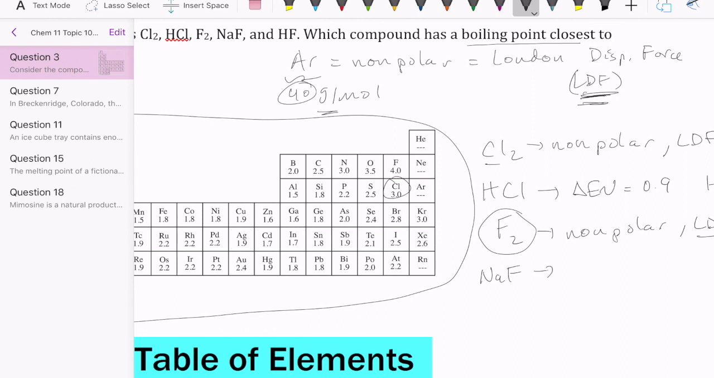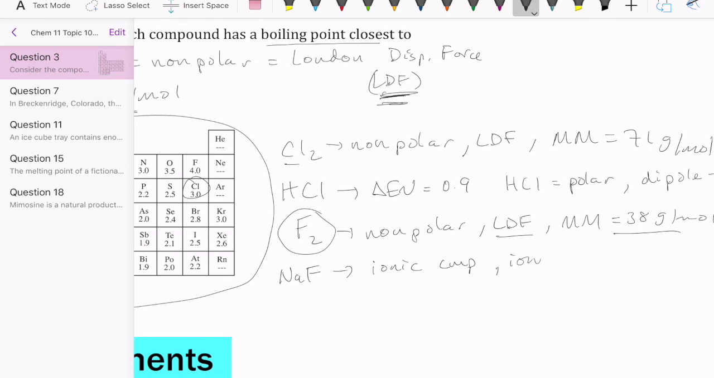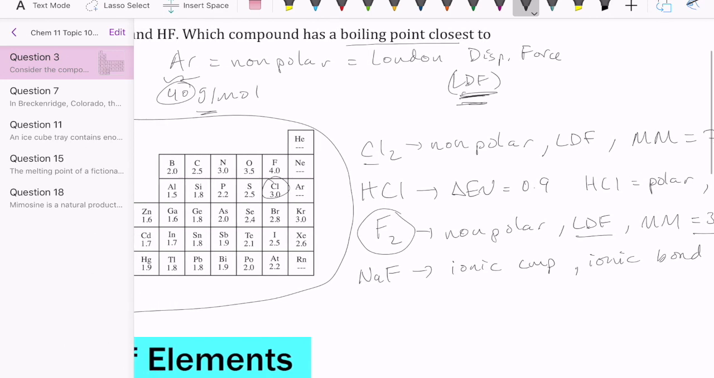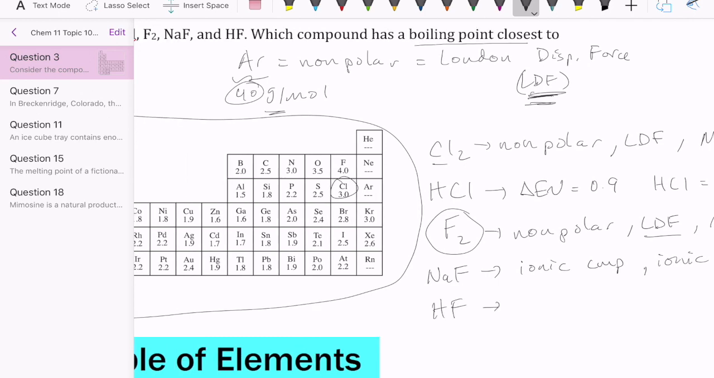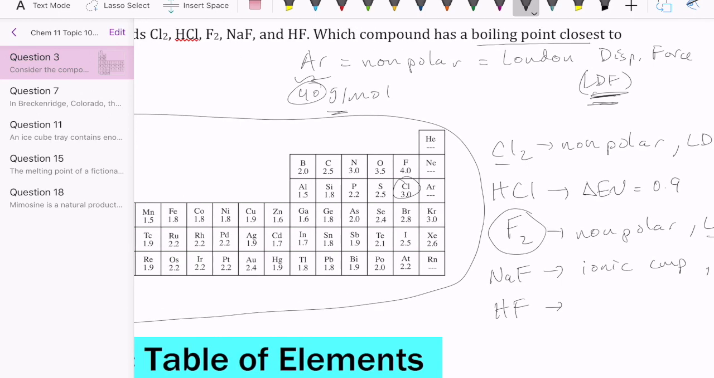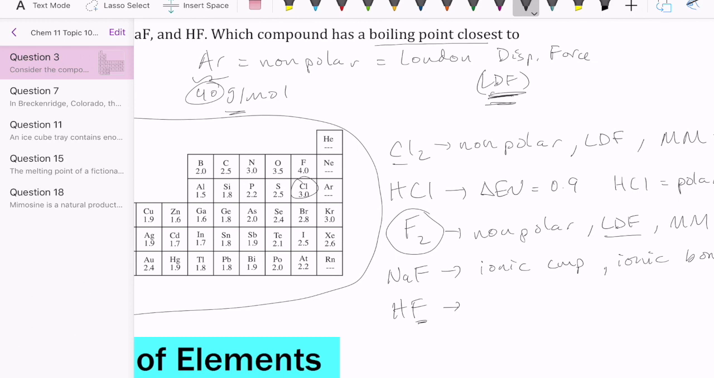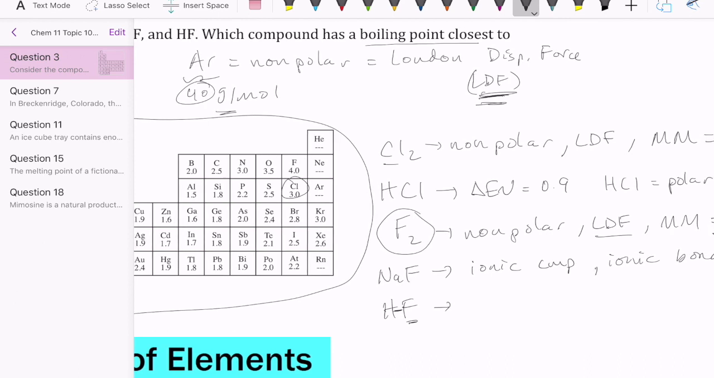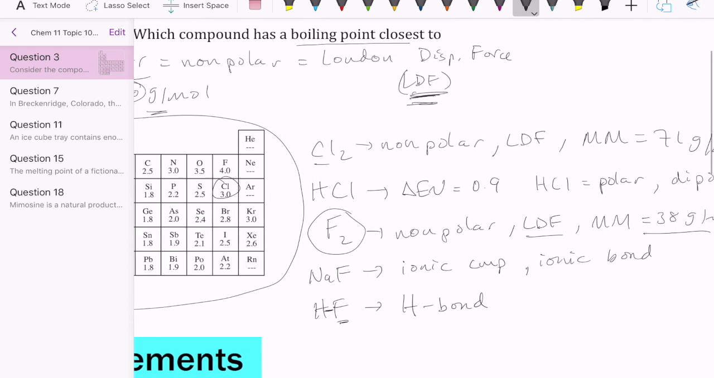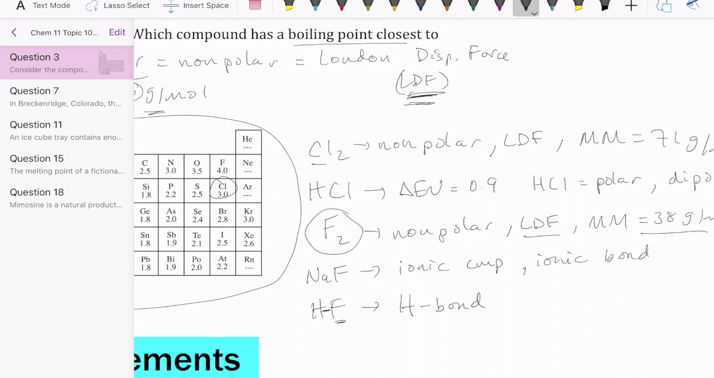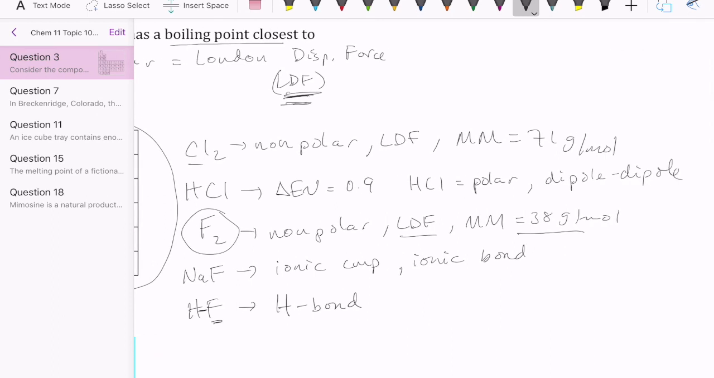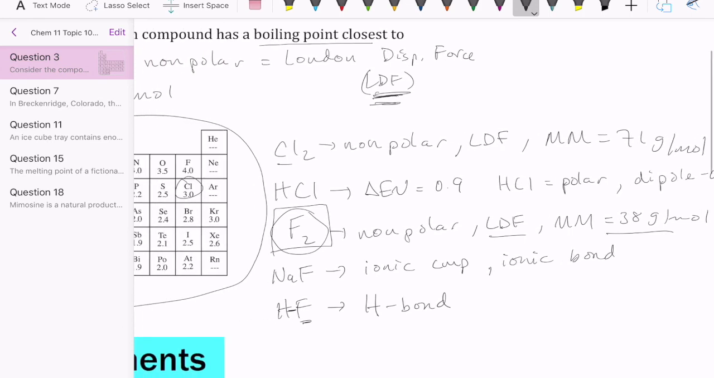The next one is NaF. That, as you can see, is an ionic compound because it has a metal and a nonmetal. So then the interaction between those would be an ionic bond, which is not London forces. And then the last one is HF. This one has a difference between H and F being a polar bond, but because fluorine is the most electronegative element, this bond between H and F is so polar that this interaction is much stronger than the standard dipole-dipole. And this is, of course, what we call the hydrogen bond intermolecular force. And so again, that's not LDF. And so once we look at all of these molecules, we see that the answer to our question must be F2. So F2 and argon should have fairly similar boiling point.